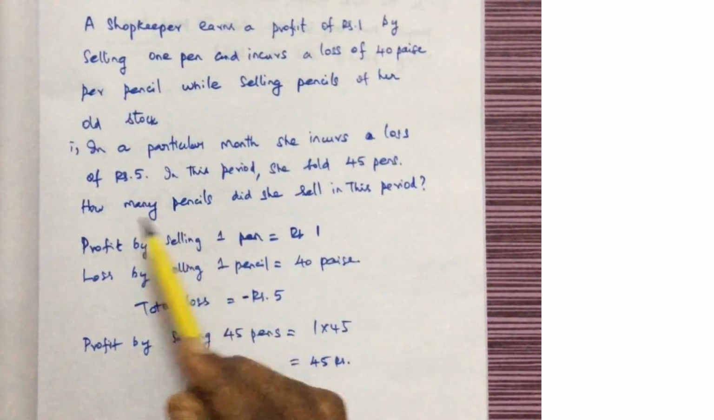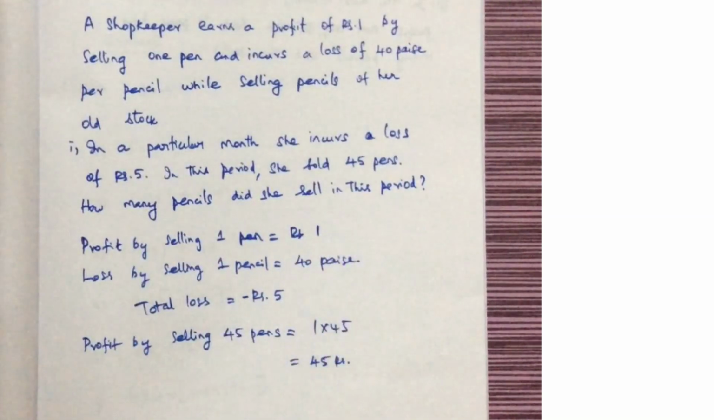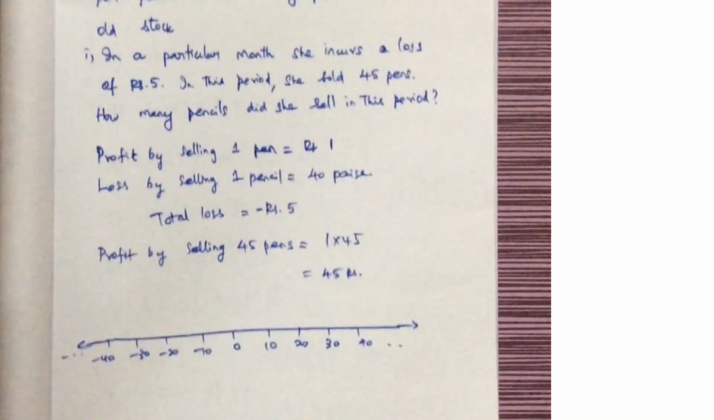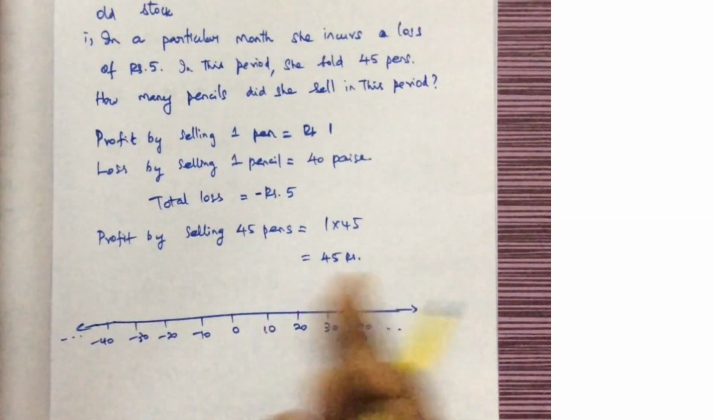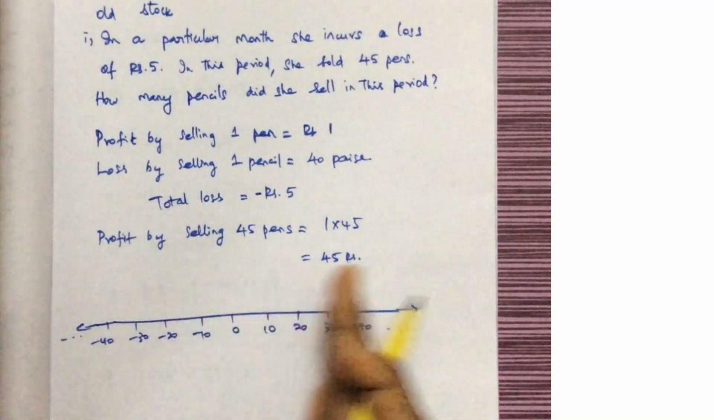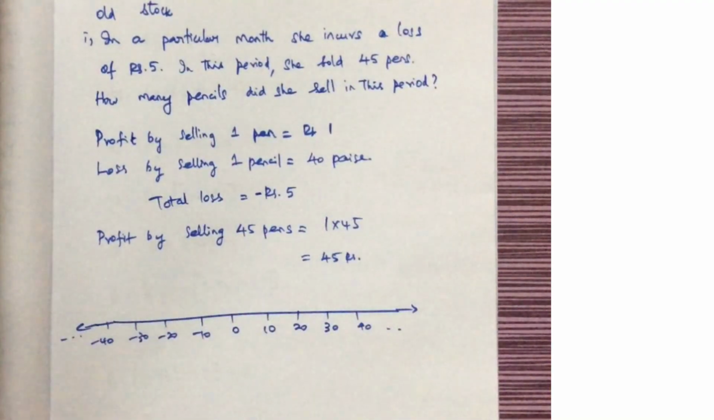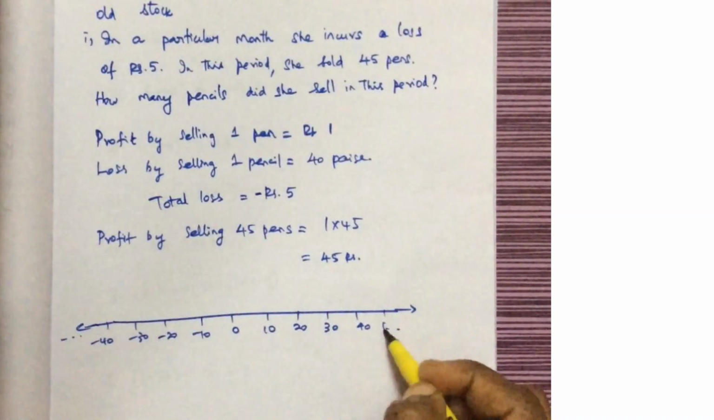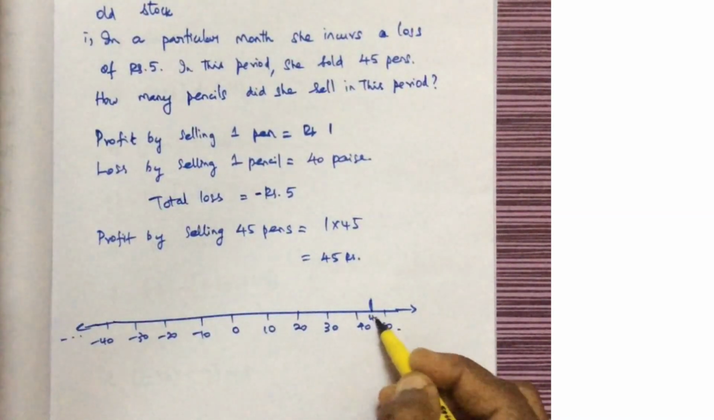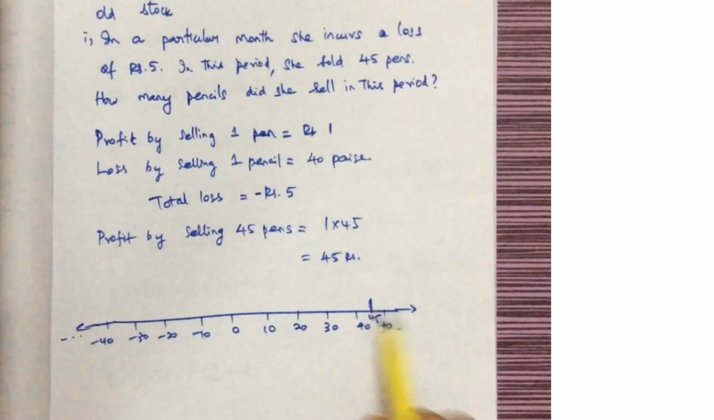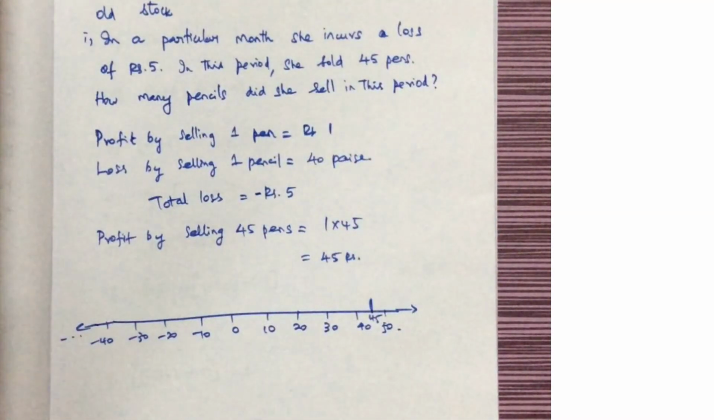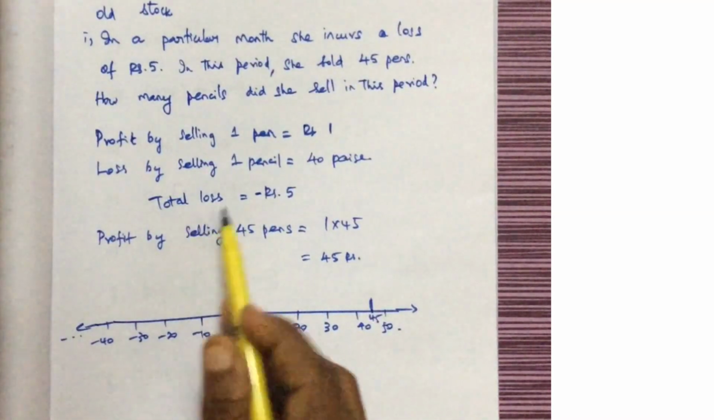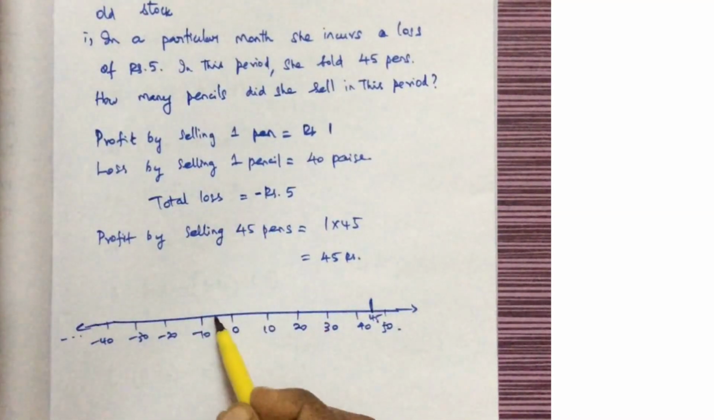Now we have to calculate how many pencils she sold in this period. Okay. So we can start by drawing a number line. What we know is this side is profit, and when it's a profit you have to go this side, when it is a loss we have to reduce. So we will start with a profit of 45, which is somewhere here. Okay, this is the profit. Now what is the total amount? Here in the question it is given that she incurs a loss of rupees 5. Whenever it is a loss, it is denoted by a negative sign. So in a month it is minus 5.